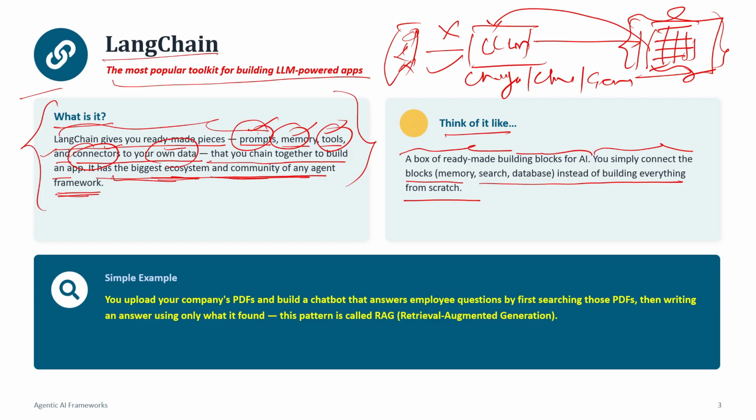Okay, and you can simply put together and build your own AI agent. So, a simple example: you upload your company's PDF and build a chatbot that answers employee questions by first searching those PDFs, then writing an answer using only what it found. This pattern is called RAG. We have learned about this earlier as well, right?